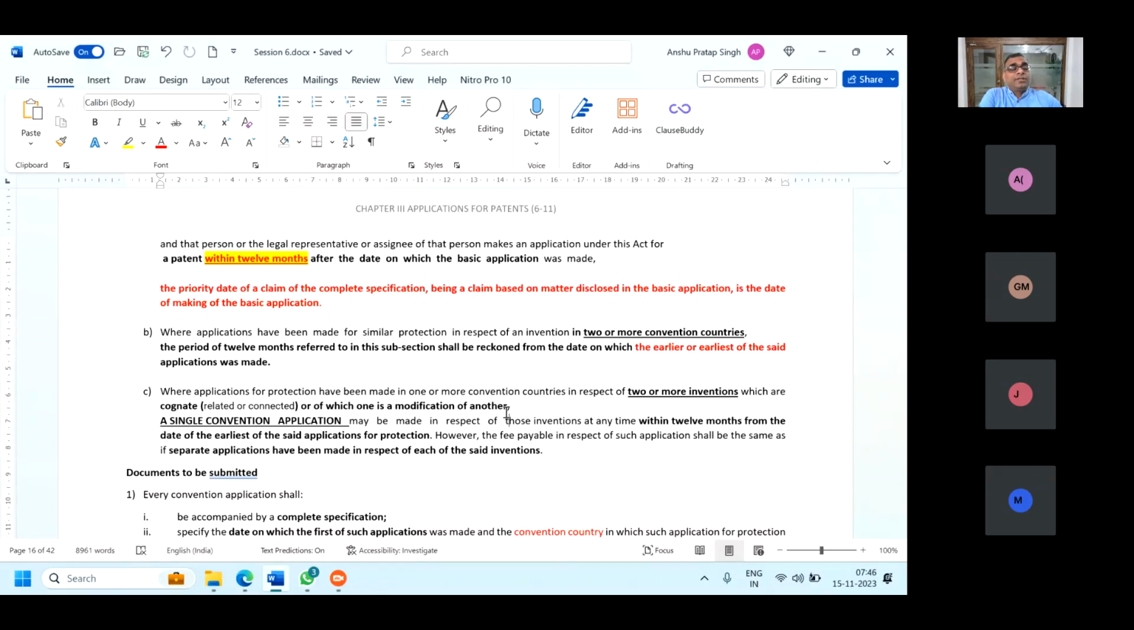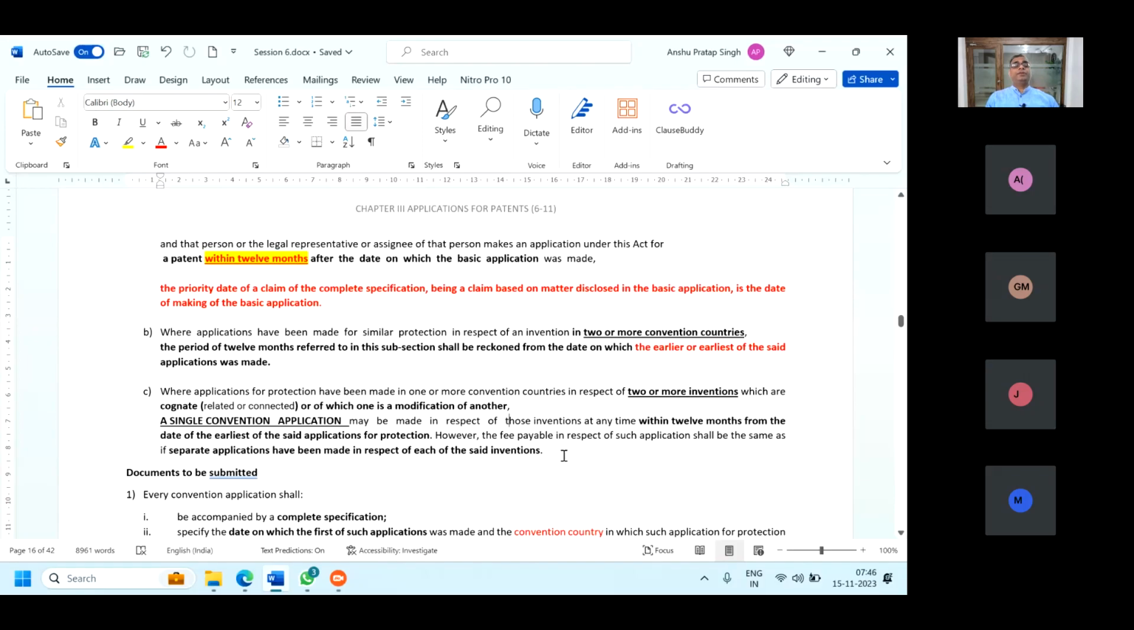See, the points B and C are different. The earlier one was that there are two or more convention countries. Now what we are talking about is that applications for protection have been made for two or more inventions. And if they are related or a modification of each other, you can claim the same in one single convention application in India. How will the priority be considered? We will consider the earliest date of the said applications as the date of priority here.